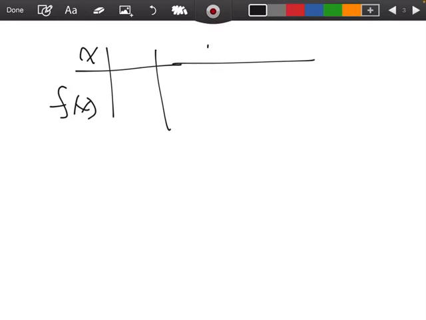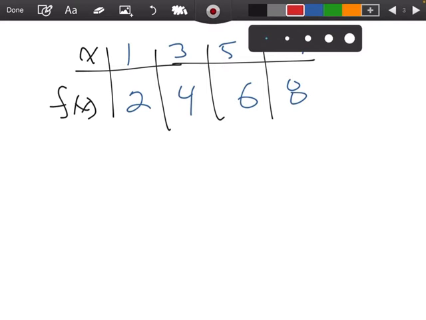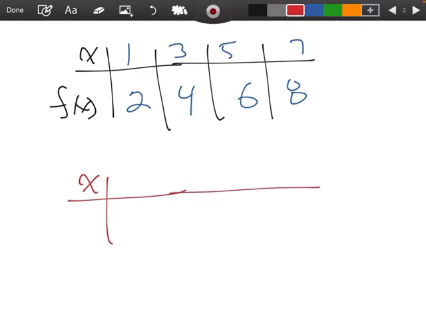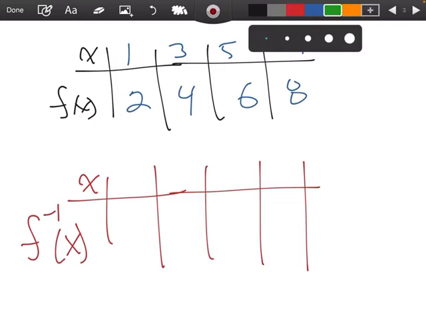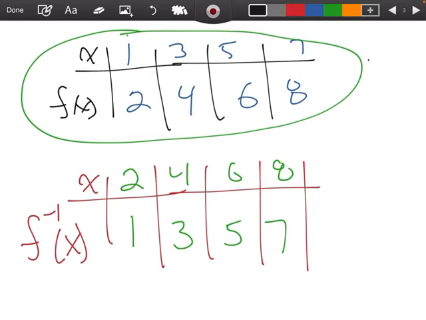If I had a table, and I'm just going to make up a random function f of x, not necessarily related to the one we had before. I'm going to say that my x values are 1, 3, 5, and 7, and my f of x values are 2, 4, 6, and 8. Now, if I were to make a new table for f inverse, my x values would actually be 2, 4, 6, and 8, and my f inverse values would be the numbers 1, 3, 5, and 7.